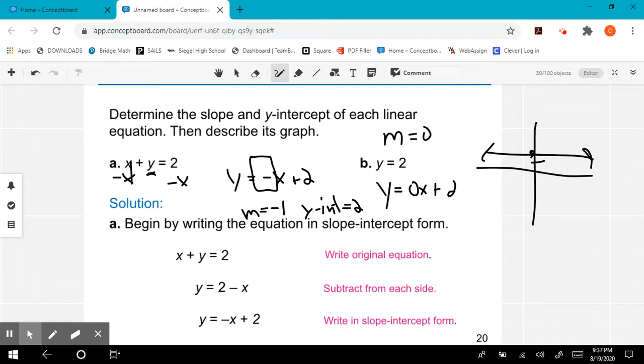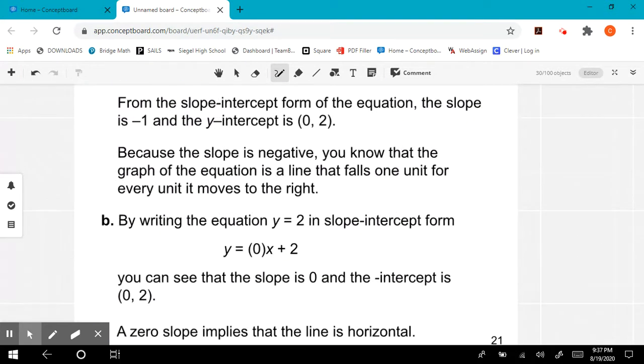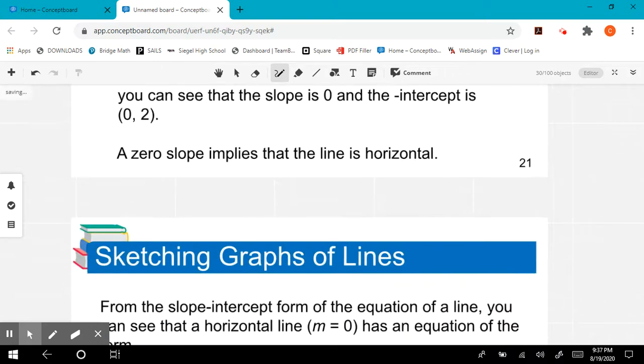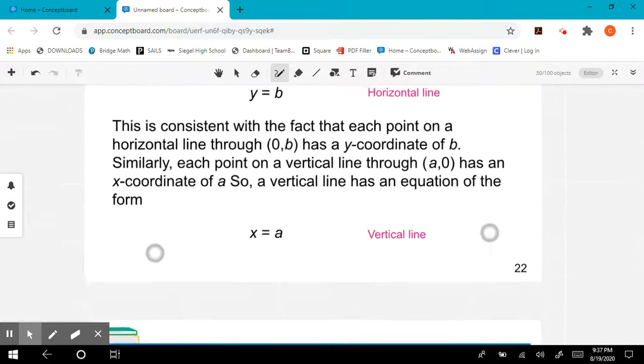Okay? So you don't always have to have both a y and an x in the equation. If you just don't have an x and it's just a y equals, that's where we're going to get horizontal lines. And there we go. That's just saying the same thing.